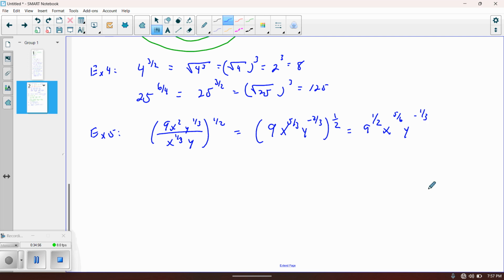And the only other thing we want to do, because we are simplifying, is we don't want negative exponents. Because we have a y to the negative 1/3, that drops the y part down to the denominator, which we currently don't have, but we will create. And 9 to the 1/2 is the square root of 9, which is the same thing as 3. So we get 3 x to the 5/6 divided by y to the 1/3. And that is that in its simplest form.